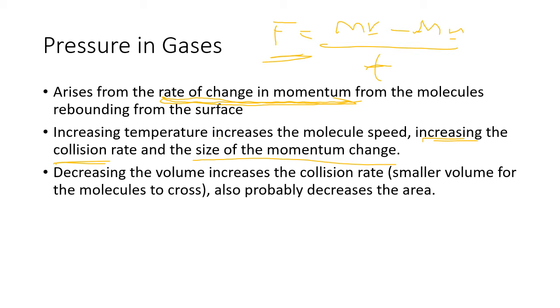Decreasing the volume of a gas container increases the pressure because you increase the collision rate. There's a smaller volume for the molecules to cross, so you increase the collision rate. And it probably decreases the area. You're thinking, how can it only probably decrease the area? Well, maybe the shape has changed. You might have done in maths that different shapes have different surface areas for the same volume. So maybe it's the shape of the container that has changed, and therefore we've got a smaller volume for the same surface area. That's not impossible. It's unlikely, but it's not impossible.